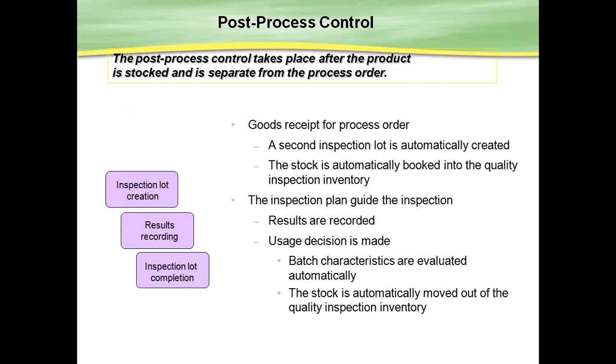Then the post process. The post process means that your product is finally produced, it is ready, and you are finally going to take the goods receipt for the production order. So the inspection which you carry out after the production is called a post-process inspection, and the one which you carry out during your process is called the in-process inspection.